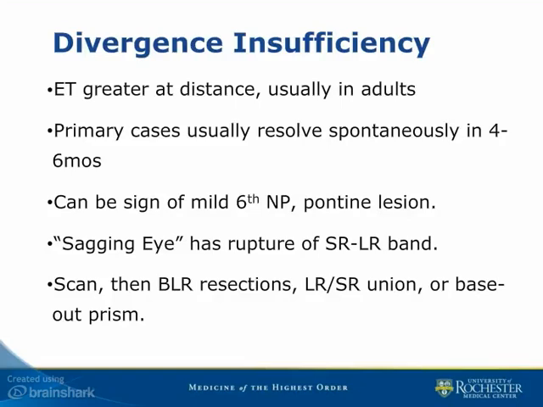Options for these patients are scanning if there's any neurological worries, bilateral rectus resections, or in sagging eye syndrome, you can do a lateral rectus to superior rectus union with a suture. Or if the patient has a small angle, they can have a base out prism.